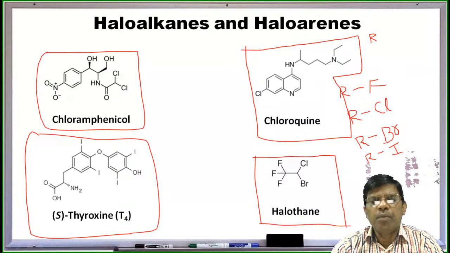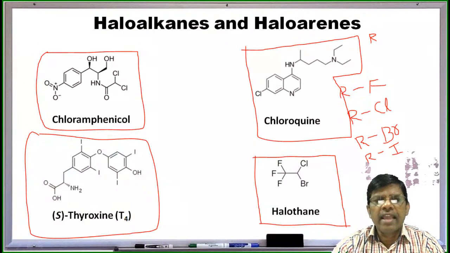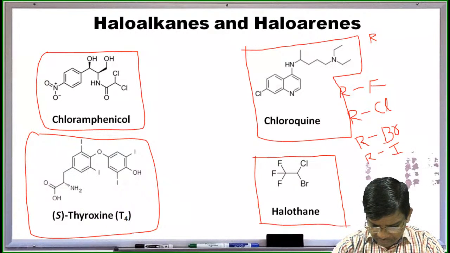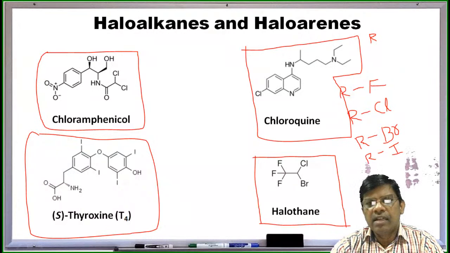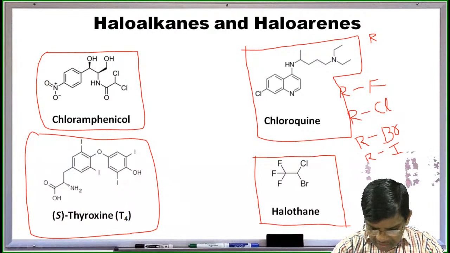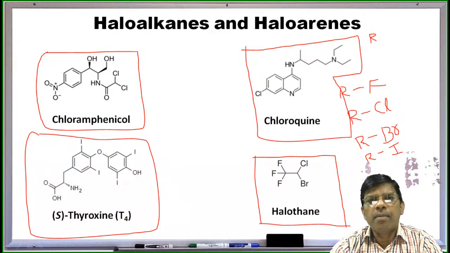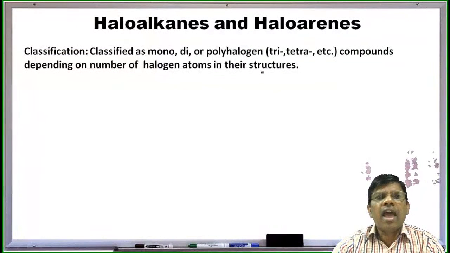Most of the halo compounds are also used as polymers. However, these compounds are highly problematic for the environment, because they are not digestible or broken down by soil bacteria. Let us see its chemistry. Let us see what haloalkanes are.